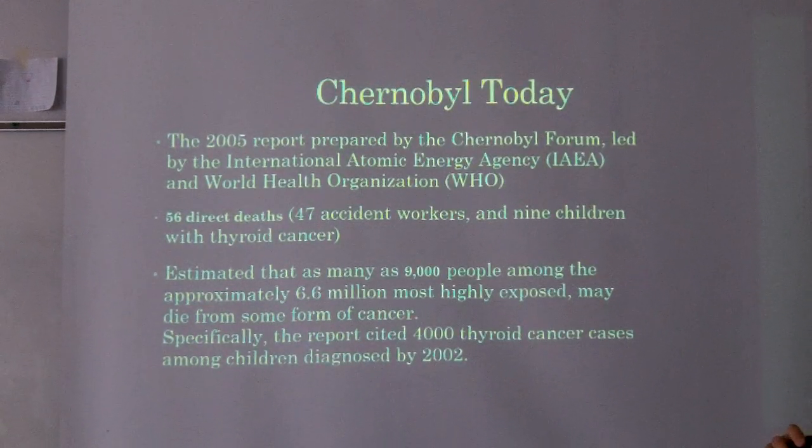A 2005 report prepared by the Chernobyl Forum, led by the International Atomic Energy Agency and the World Health Organization, concluded that there were 56 direct deaths, 47 accident workers, and 9 children with thyroid cancer. It estimated that as many as 9,000 people among the approximately 6.6 million most highly exposed may die from some form of cancer. And specifically, the report cited 4,000 thyroid cancer cases among children diagnosed by 2002.